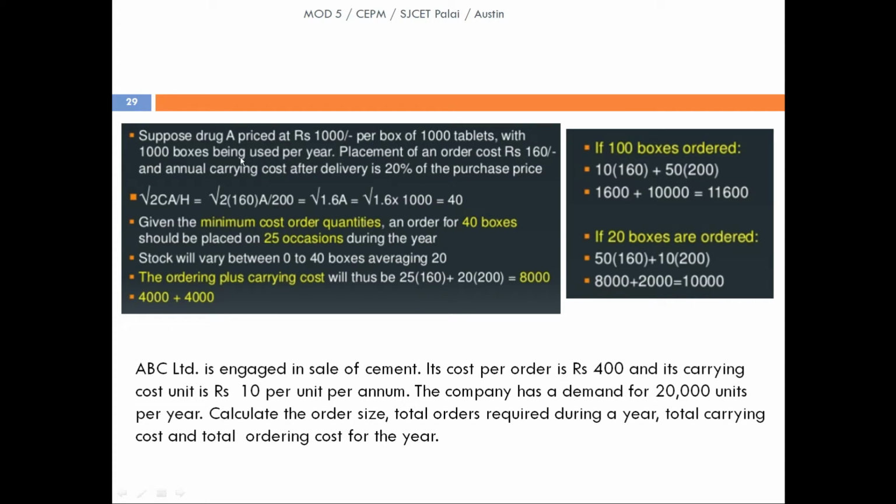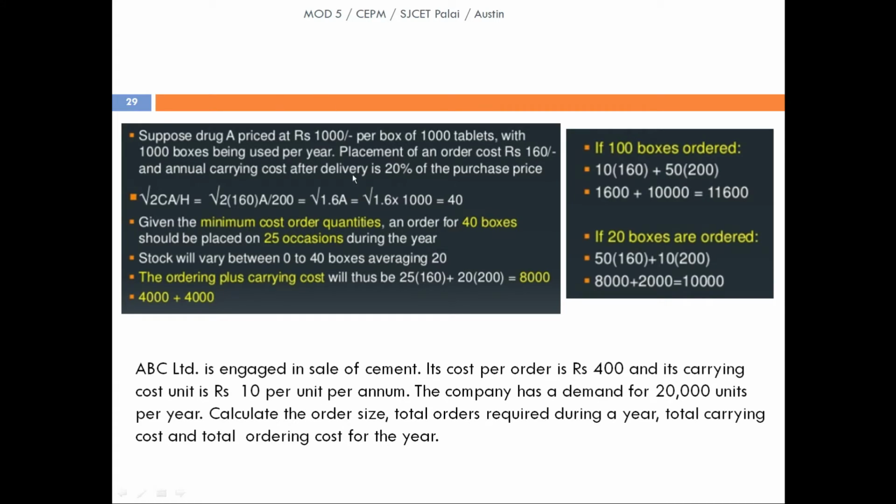So dividing 1000 boxes by 40, we understand that we have to provide 25 orders in a year, which means 25 orders in a year with 40 boxes in each order makes the total demand equal to 1000 boxes. So we understood the order size: the order size is 40 and the number of orders is 25 in a year.